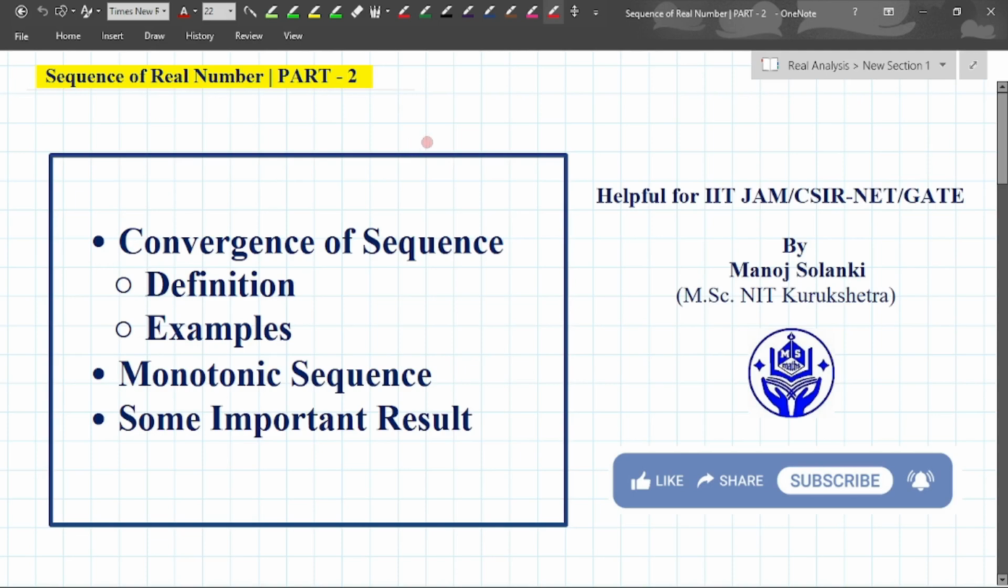In this video, I will discuss sequence of real numbers, part 2. In part 1, we already discussed the sequence, its constructions, its properties, and the types of sequences. In this video, I will discuss convergence of a sequence, the definition, and what convergence means, with examples. After that, we'll see monotonic sequences and their convergence, whether monotonic increasing or monotonic decreasing. We'll discuss convergence and some important results based on it.